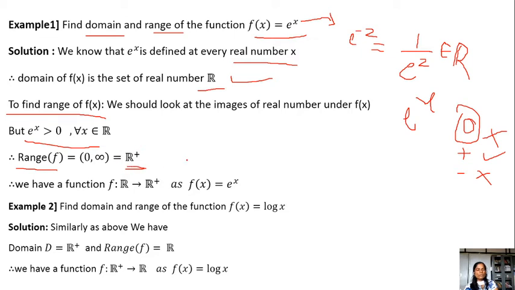Here R plus denotes the set of positive real numbers, and if you want, you can denote it using an interval also, the open interval 0 to infinity. Why open interval? 0 is not included because you cannot find x for which e raised to x is 0. So it is simply the positive real numbers, and therefore we have a function from R to R plus, where the first R is your domain, and the second R plus is the range of the given function f of x equal to e raised to x.